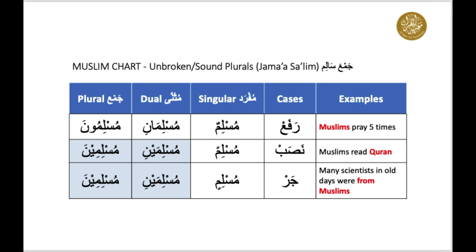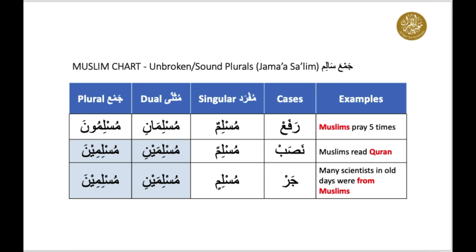Last example. Many scientists in old days were from Muslims. So from is a harful jar and it is used before the noun Muslims. So the noun will carry kasra at the end of the word. And in that case, the i'rab would be majroor, or in short, jar. I hope that's clear.